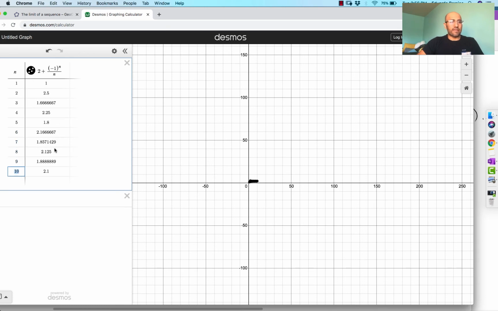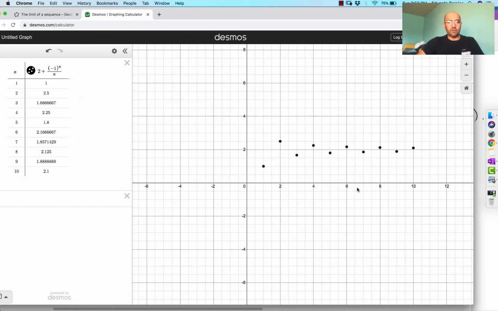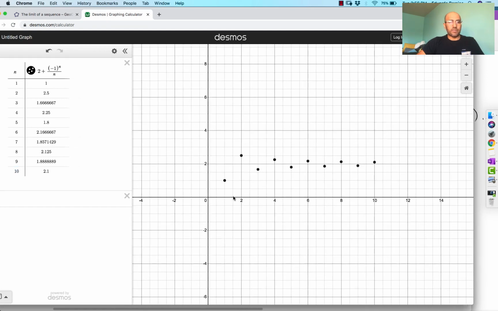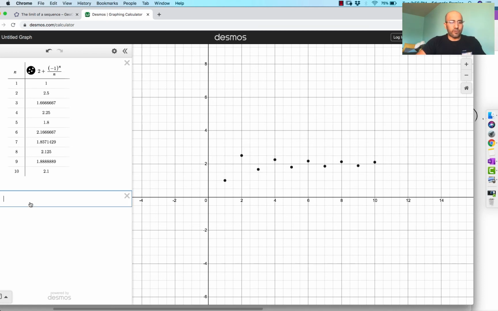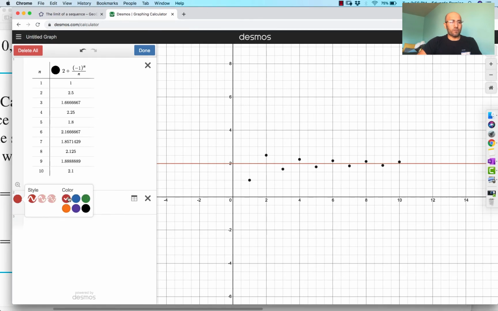So here are the first 10 values. Let's zoom into here so we can see them. There they are. And as we can see, here is the first one, 1, 1, then 2, 2.5, then 3, 1.67, and then 4, 2.5. Looks like they are oscillating, just as we probably would have guessed, around the line y equals 2. Let's change the color of that guy to red.